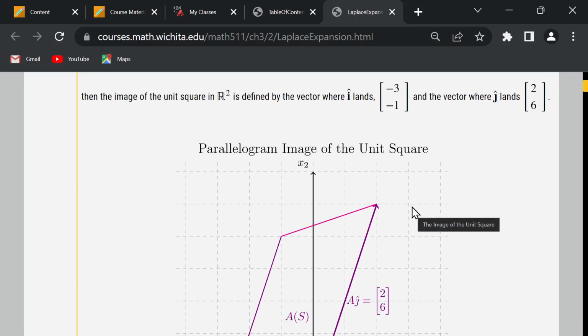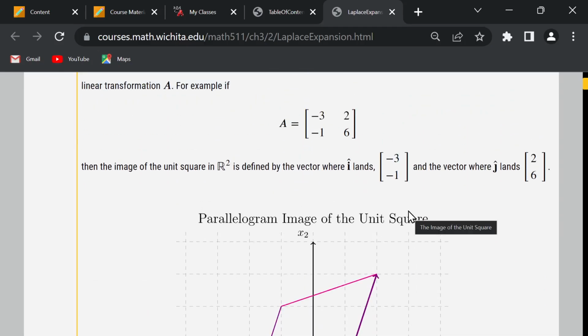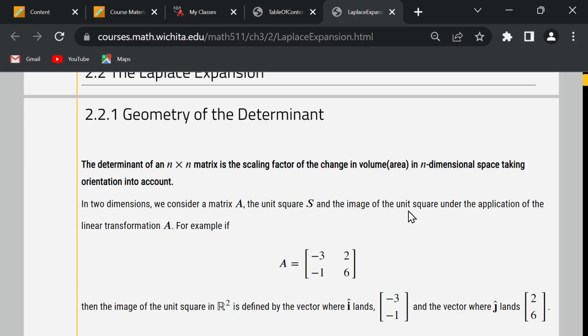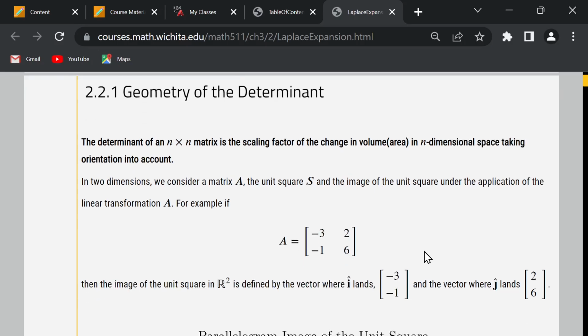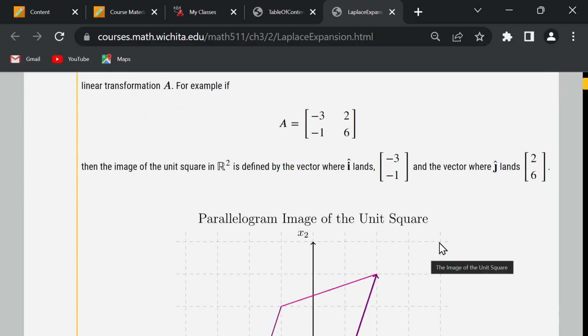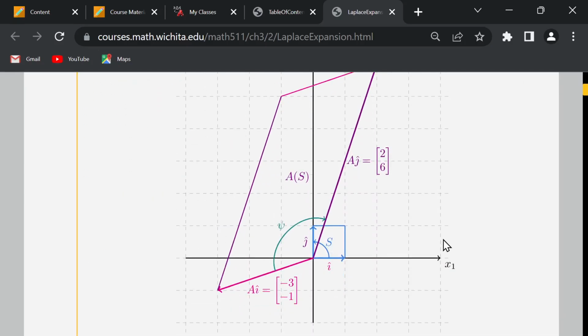So the geometry of a determinant is basically that the first column of the matrix tells you where the first basis vector goes, which is I hat if we're in 2 or 3 dimensional space, or E1 if we're in a higher one, or we can still call I hat E1. The second column is where E2 is sent. The third column is where E3 is sent. The fourth column is where E4 is sent. If we only have 2 of them, then we can graph on the plane -3, -1, and 2, 6.